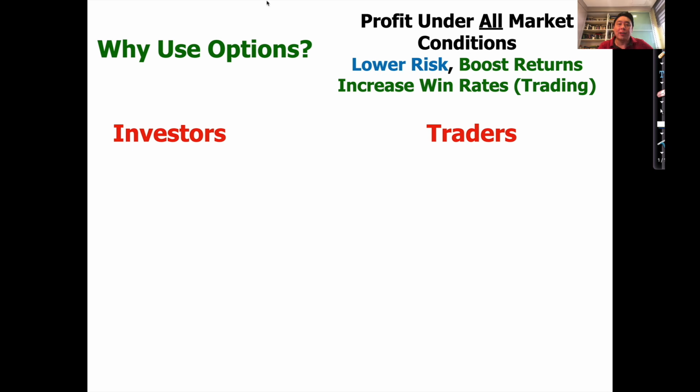So options are kind of like a Swiss Army knife. It's extremely flexible. You can combine different option strategies to achieve what you want, again, under different market conditions. Specifically, by using options, it will allow you to, number one, lower your risk and lower the capital required. Again, whether as an investor or as a trader. The second thing options can help you do is to increase your ROI, your return on investment, or your return on your capital. Helps you to boost your returns.